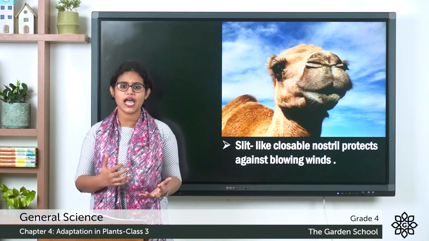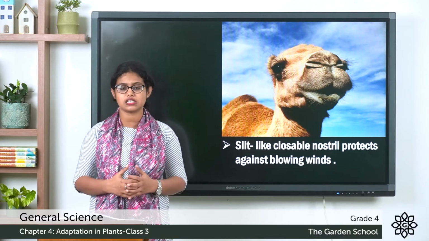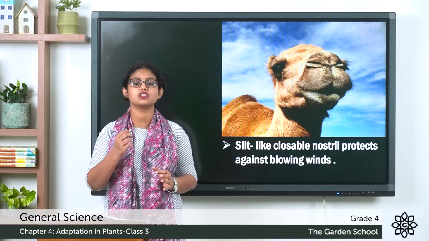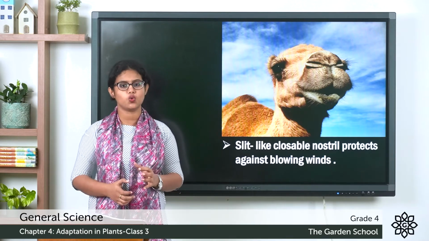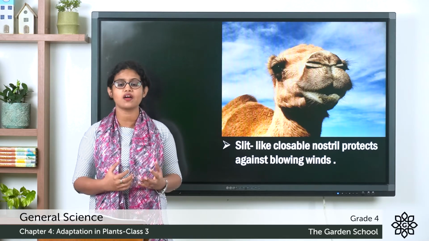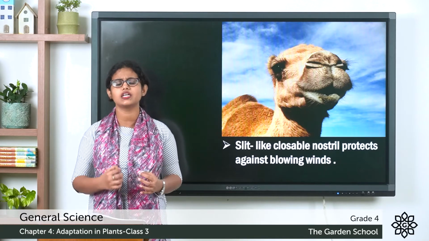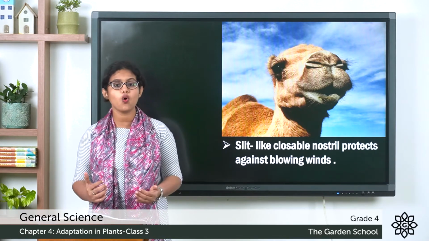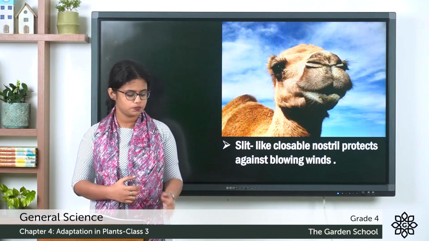So when there are sandstorms, what the camels do is close their nostrils so that the sand does not enter into their nose. So what type of nostrils do they have? They have slit-like closable nostrils that can be closed and opened at any time.